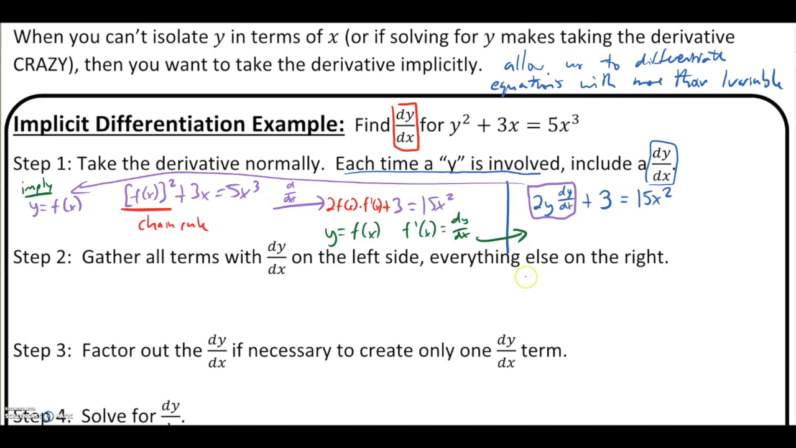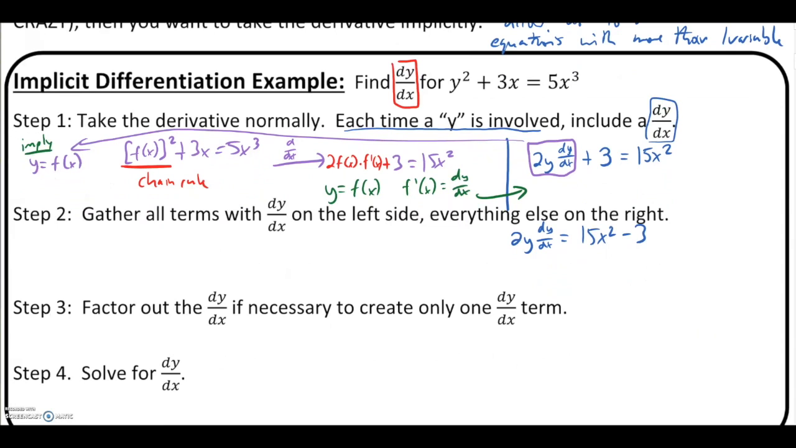So we want to get all the dy/dx terms on one side. Taking our equation, that would mean 2y dy/dx would equal 15x squared minus 3. It says factor out the dy/dx if necessary. That's if you have multiple terms. If we only have one term, we can jump straight down to the end and get that dy/dx equals 15x squared minus 3 all over 2y.